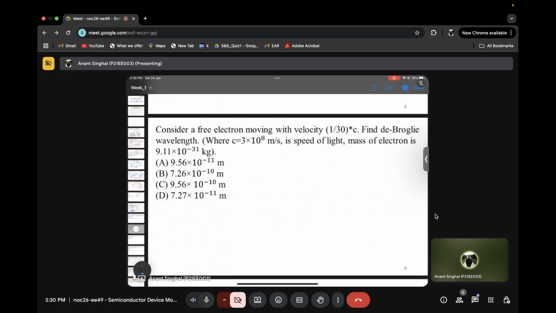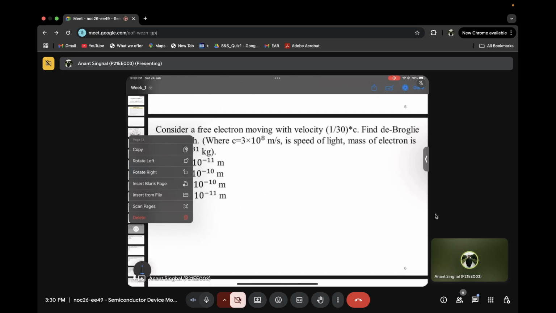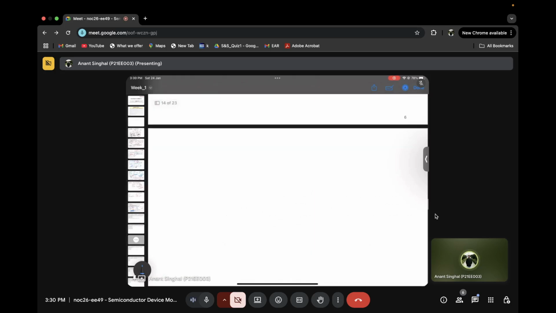Maybe I'll try to tell some of the basic effects. Semiconductor physics basically revolves around three basic effects. You might have already heard about them. One is the photoelectric effect, one is wave particle duality, and last is the uncertainty principle.